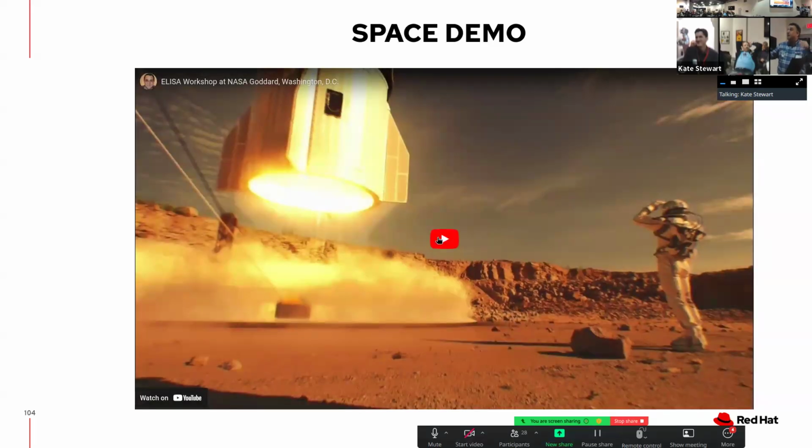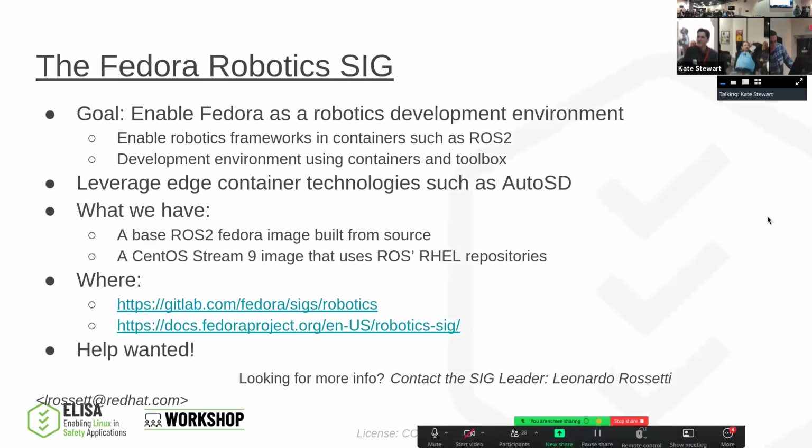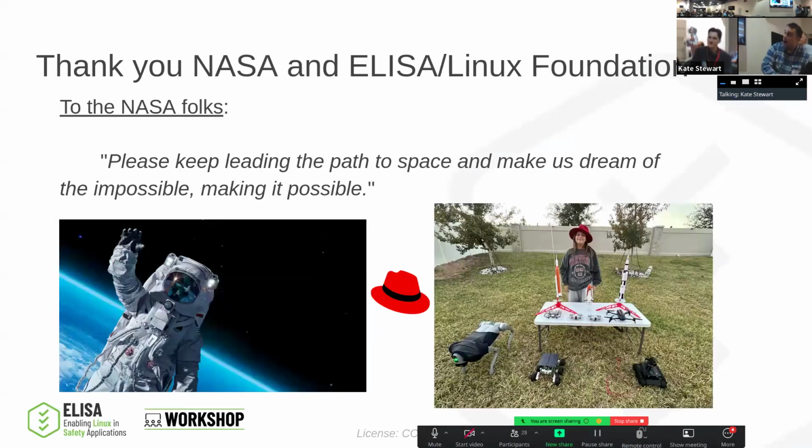Just to complete, we're almost there. Sorry, we are crossing the time. Fedora Robotics, led by Leonardo Rossetti. Please contact us. We are all about robotics for all the distributions, not only Fedora, but for everyone. I would like to thank NASA, ELISA, the Linux Foundation, and Dan Walsh.